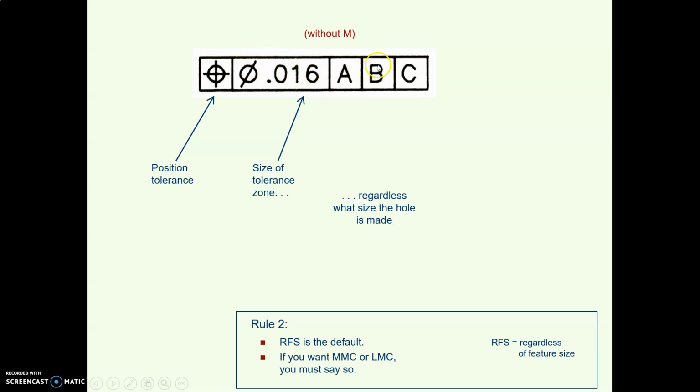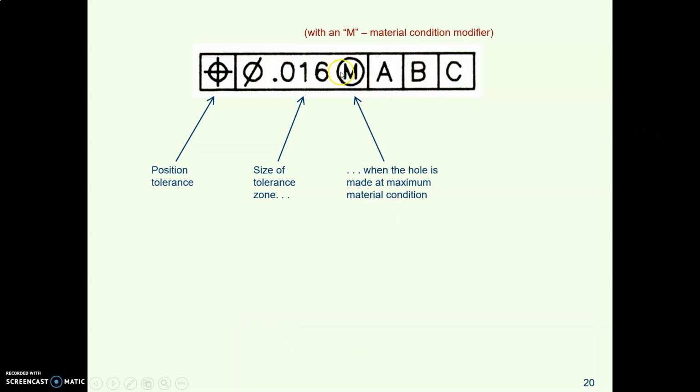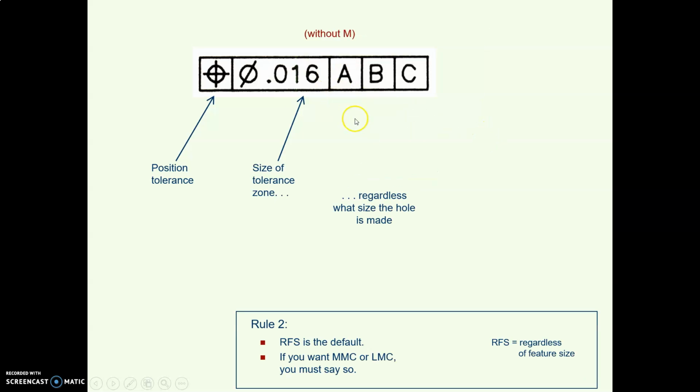Here is what that feature control frame looks like if you do not put an M in it. So this feature control frame says, control the position of this hole center line. It has to land within a tolerance zone that's 16 thousandths in diameter, regardless what size you make the hole. If you do not say an M, then the default is this is the tolerance zone regardless of feature size. With an M, you get a bonus tolerance. Without an M, that's the tolerance zone. You're stuck with it.